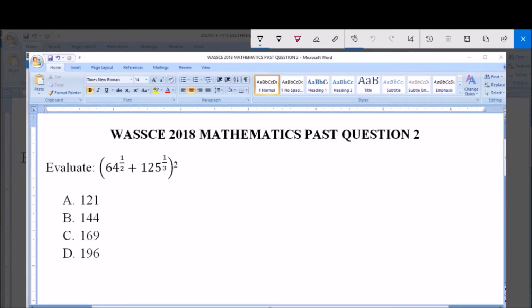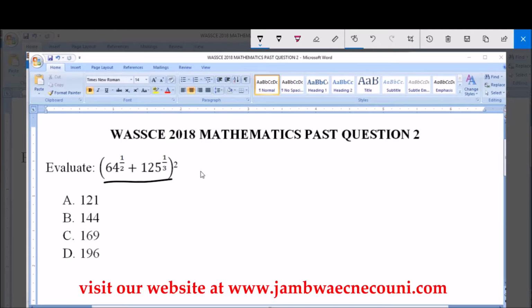I'll be answering WASSCE 2018 Mathematics Past Question 2. Evaluate 64 raised to the power of 1 over 2 plus 125 raised to the power of 1 over 3, all in the brackets square. Now A is 121, B 144, C 169 and D 196. Now we have to evaluate this, and if you look at this, it is coined out from indices.